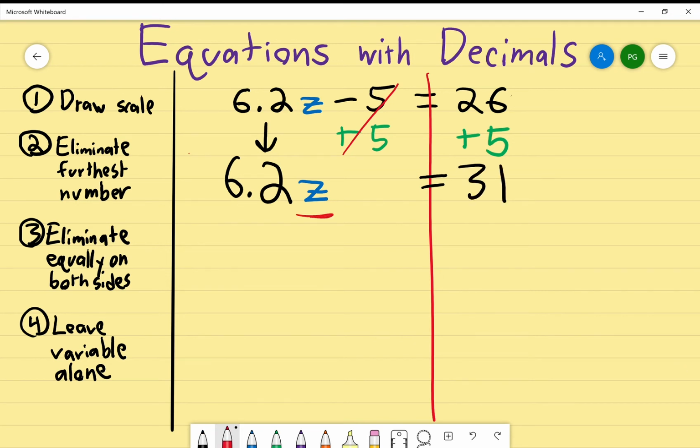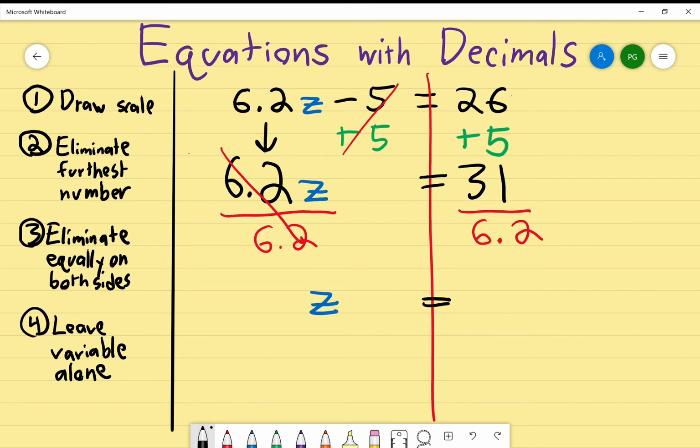Now, I'm still not done. Remember, I need to leave the variable alone, and currently it's being multiplied by 6.2. The opposite of multiplying by 6.2 is dividing by 6.2, and I need to do it to both sides. I need to eliminate equally on both sides. 6.2 divided by 6.2 cancels out. It gives me 1, the invisible number. I don't need to write that down. I'm going to bring down my z. I'm going to bring down my equal sign, and using my calculator, I'm going to do 31 divided by 6.2, and my final answer is 5.